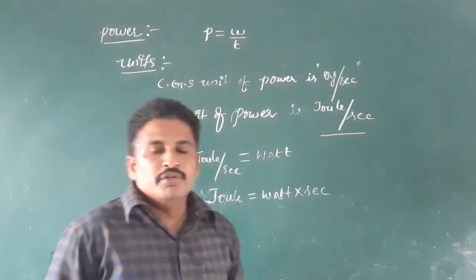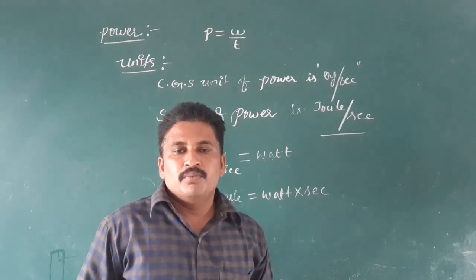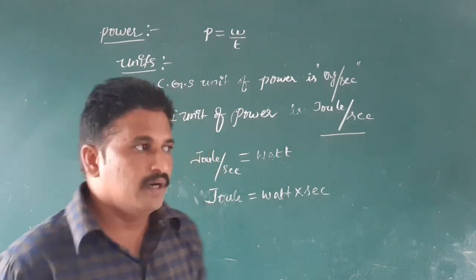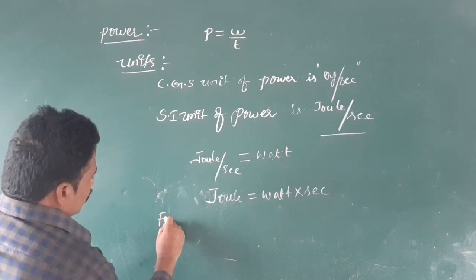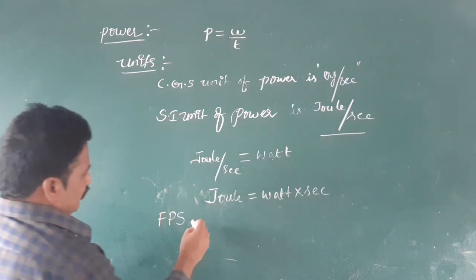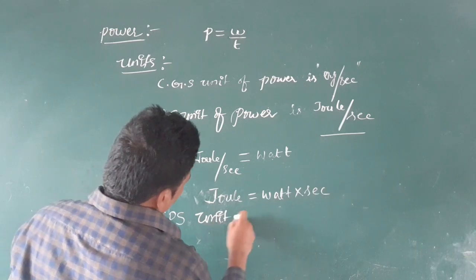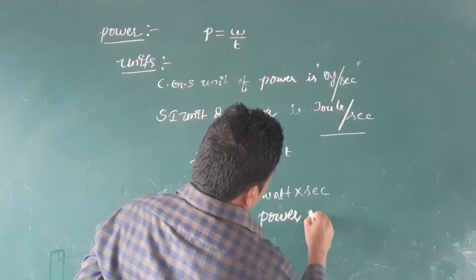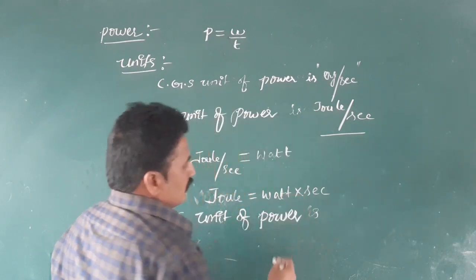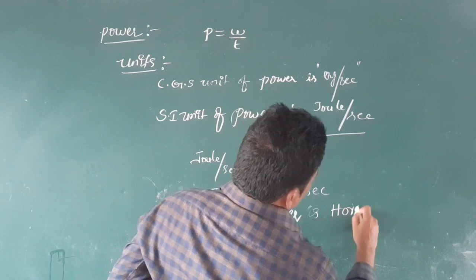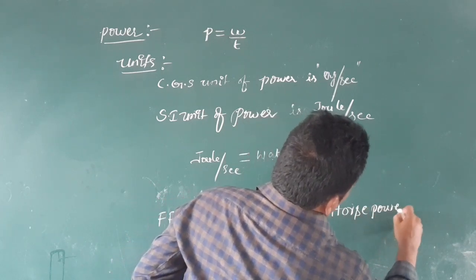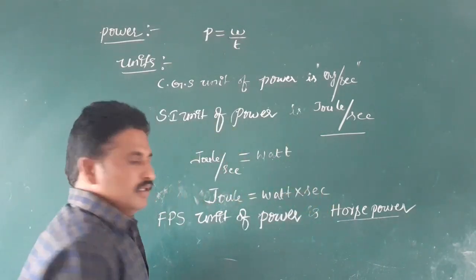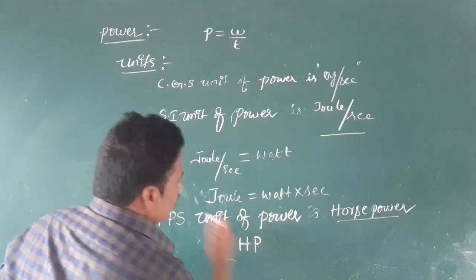Thereafter, students, one more unit is there, that is the FPS system. Power can also be measured in horsepower, students. What is that? Horsepower. The FPS unit of power is horsepower. Horsepower, students. This is the FPS unit of power. Simply it can be written as HP.